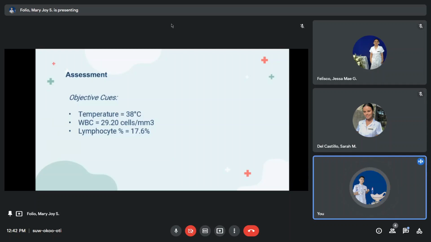The white blood cell count for the baby is 29.20 cells per cubic millimeter, and the lymphocyte percentage is 17.6%. The white blood cell count of 29.2 is considered already high in the institution, and the lymphocyte percentage is considered low. Okay, so next slide, please.